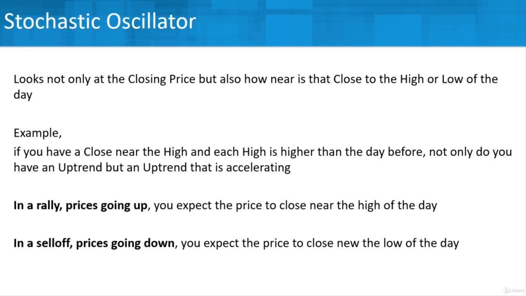not only do you have an uptrend, but you have an uptrend that is accelerating. It's getting faster, it's getting stronger. So in a rally, prices will keep going up, and you expect the price to close near the high of the day. In a sell-off, the opposite, prices are going down, and you expect the price to close near the new low of the day. So in this little description, you can kind of see we're trying to measure how strong are these trends? Are they accelerating? And the stochastic oscillator, using the mathematical equations behind it, does that for us.